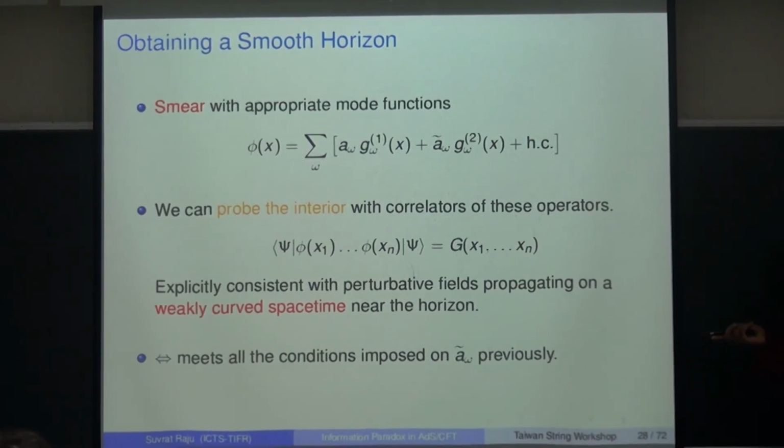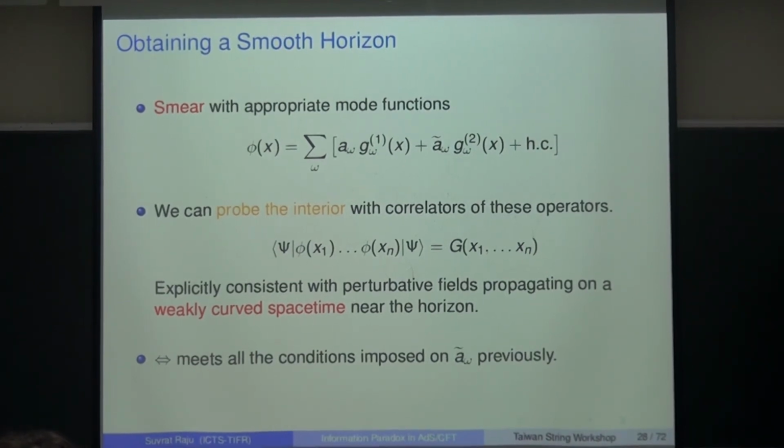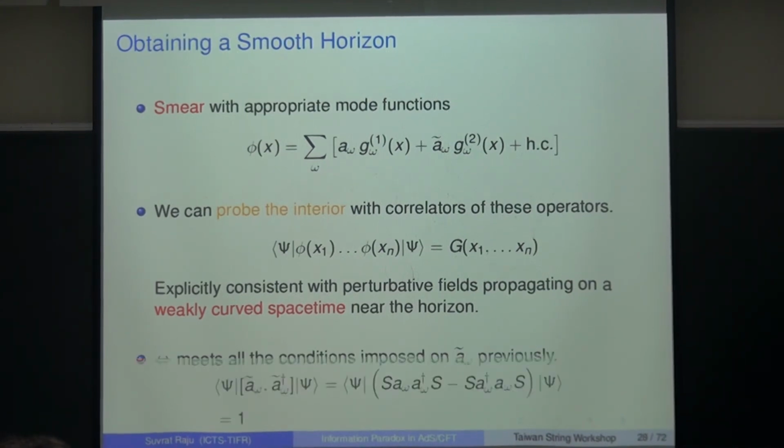And so this is explicitly consistent with the properties of perturbative fields propagating about a weakly curved spacetime. And the claim is that these operators phi, which are made out of these A's and these A tildes, where A tildes are constructed as I showed you previously, describe the experience of the infalling observer behind the horizon. Okay, and they meet in particular all the conditions that we imposed on A tilde previously, as I'll show you in a minute. So the statement that these correlators are correct is the same as the statement that they meet all the conditions on A tilde that we imposed yesterday. Okay, so let me show you how that works.